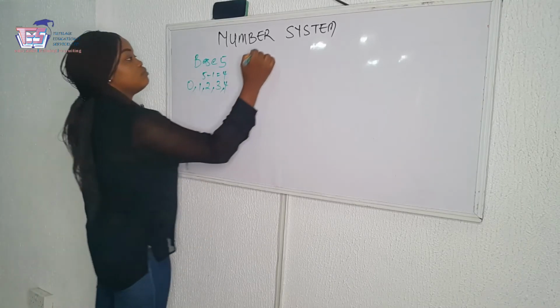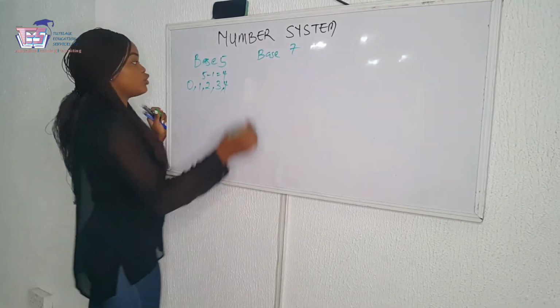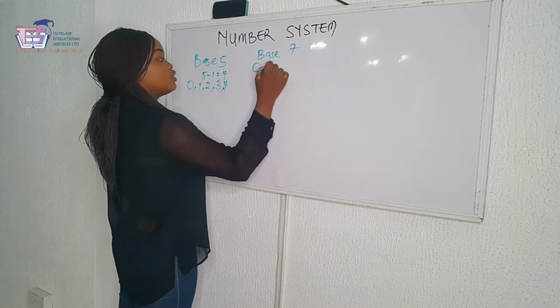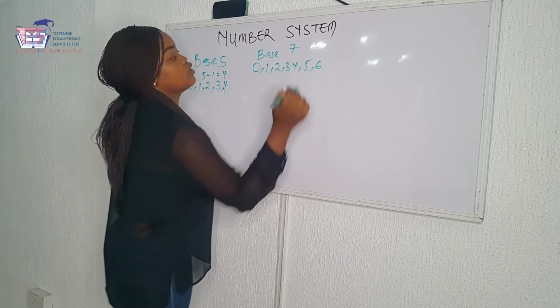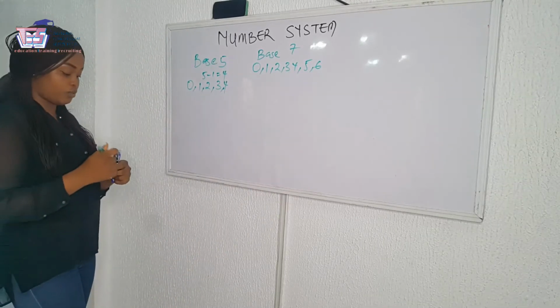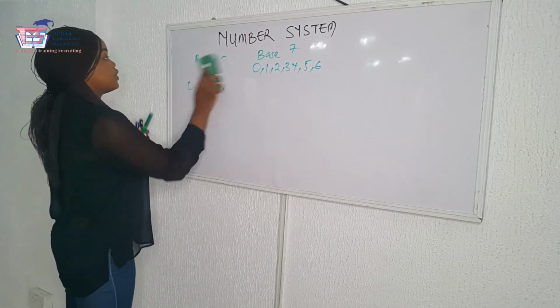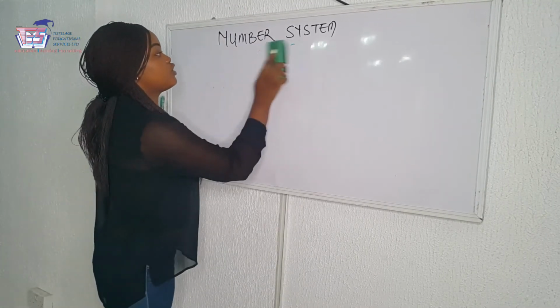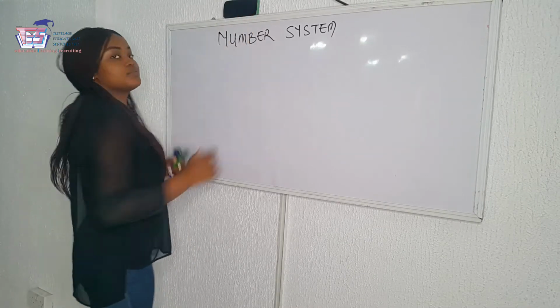If a number is in base 7, for example, you can only have 0, 1, 2, 3, 4, 5, 6. You cannot have 7 upward. So that's one thing we should know in number system. Now let's move to conversion from one base to another base.